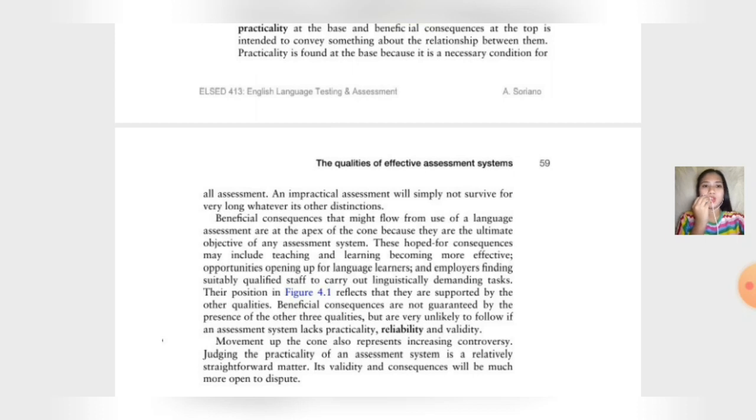Movement up the cone also represents increasing controversy. Judging the practicality of an assessment system is a relatively straightforward matter. Its validity and consequences will be much more open to dispute.